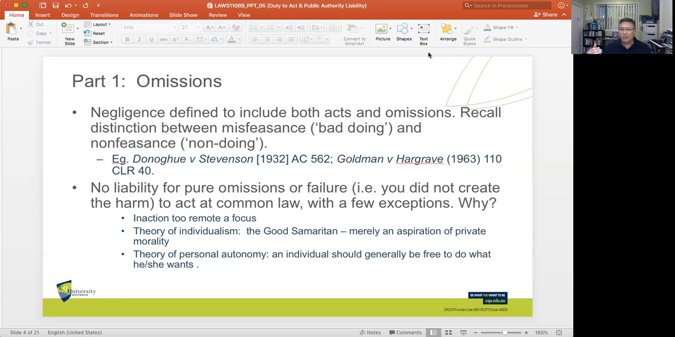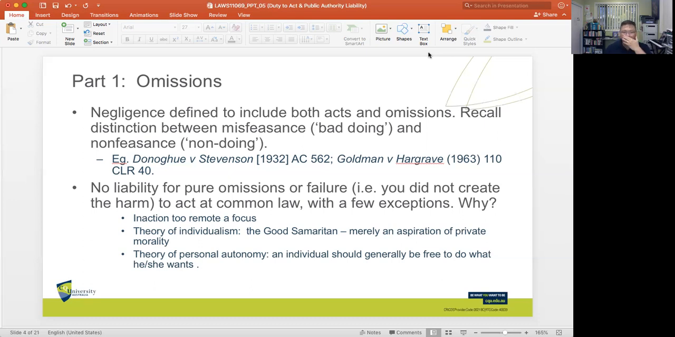You know, we might omit to put a padlock, omit to put an alarm, omit to do this and omit to do that. And so therefore, if the common law were so strict that an individual can be liable for harm to others, even if there's a duty of care, solely on the basis of pure omissions or failures, you can just imagine the amount of potential liability that can be there.